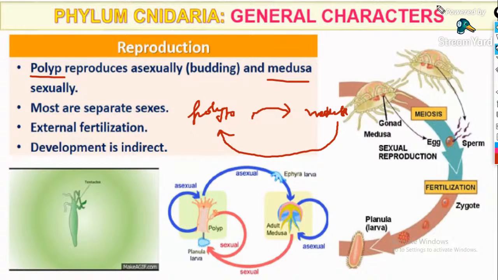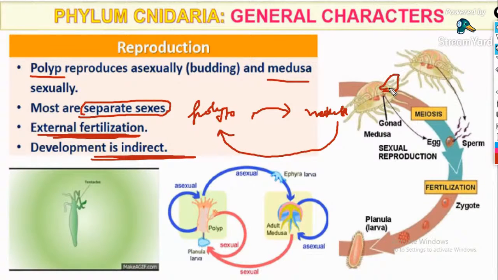So most are separate sexes. External fertilization occurs and the development is indirect. Indirect development means, as we have already said, there is a larval stage in between. They have finger-like projections. If you look at this, you can see certain finger-like projections, and these finger-like projections are known as tentacles.